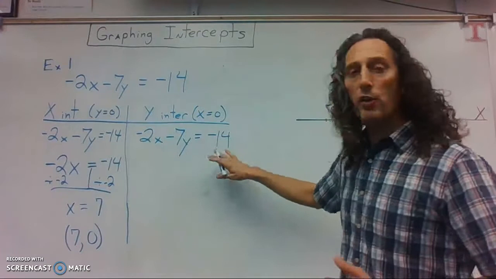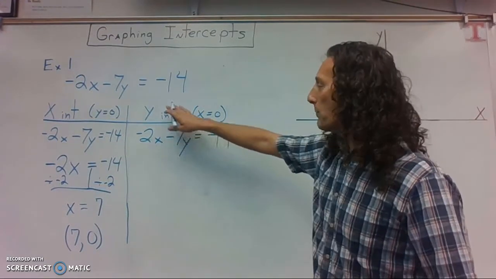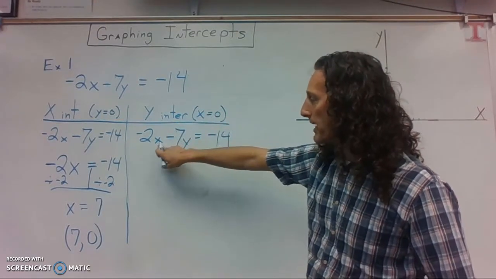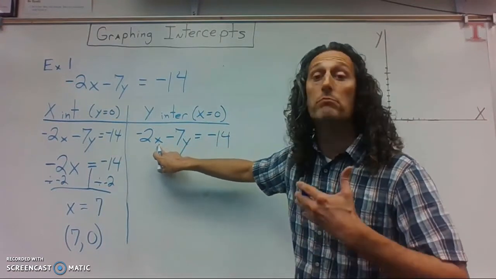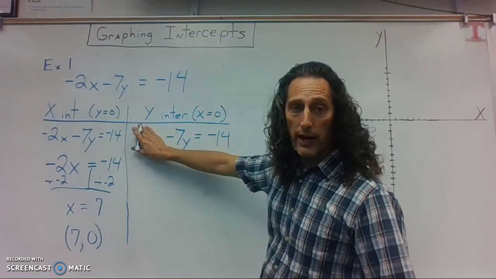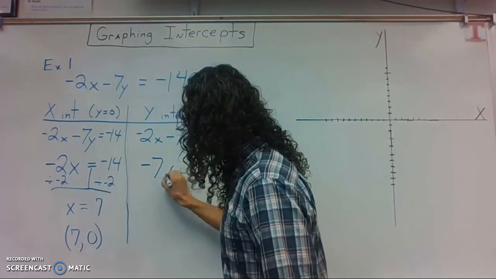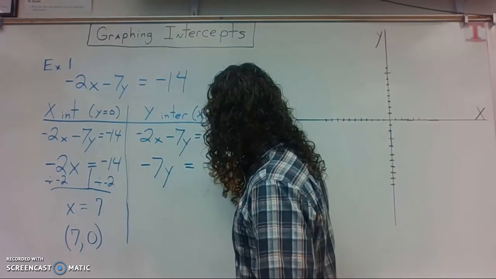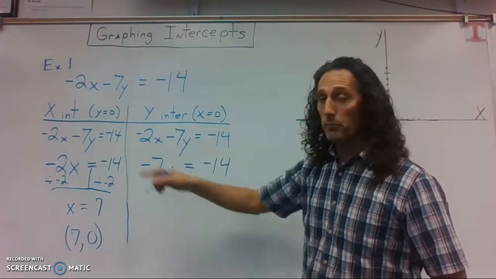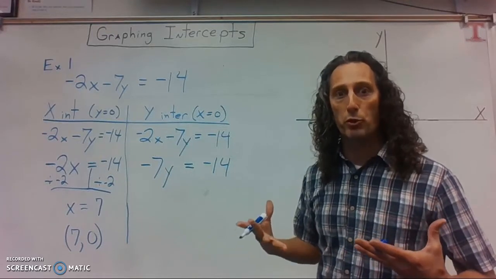Now, we come over to the y-intercept, and it's just the opposite. On the y-intercept, we want to basically get rid of the x, and we do that with the 0. If you put the 0 where the x is, negative 2 times 0 is 0. So again, on the y-intercept, you keep the letter y, so we can just cover that up. And so what do I have? Negative 7y equals negative 14, because the x term is eliminated by that 0. That's why it makes the intercept so special.